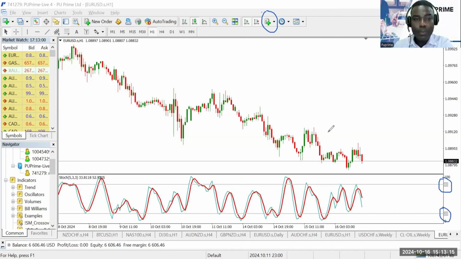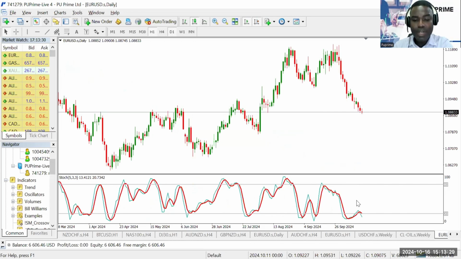So what are these levels meant for? They are called the overbought and the oversold levels. So what does it mean when price is overbought? We say that price is overbought when price trends up and gets to a point where it can no longer buy. But rather, instead of buying, price reverses from buying in an uptrend to a downtrend.